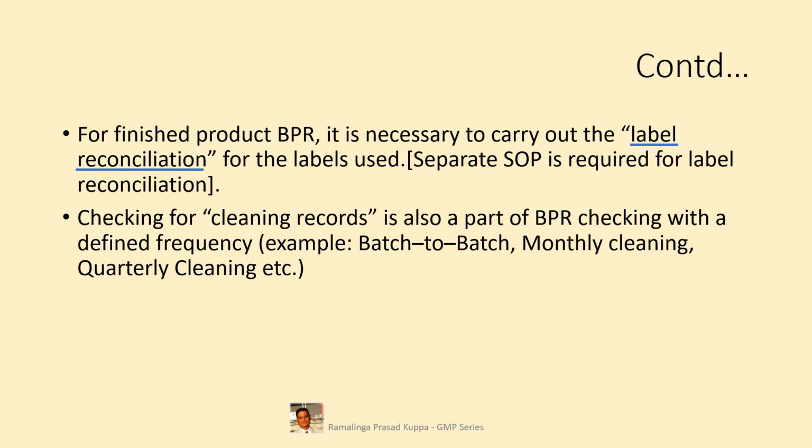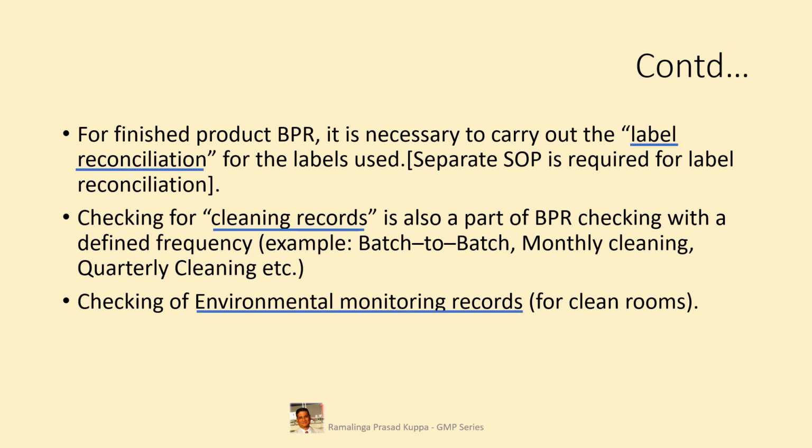Checking for cleaning records is also a part of BPR checking with a defined frequency, for example batch to batch, monthly cleaning, quarterly cleaning, etc. This is another important information for review of BPR. Check whether or not the cleaning records for routine and frequency cleaning reflect the cleaning activities of the equipment.